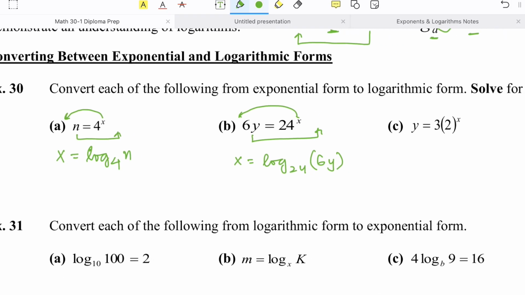Now in this case, remember our exponent is on 3x, not on y. So we need to isolate our exponent. We need to divide both sides by 3. 3 divided by 3 cancels, is 1. And we have log base 4 of y over 3 is equal to x, which is option D.